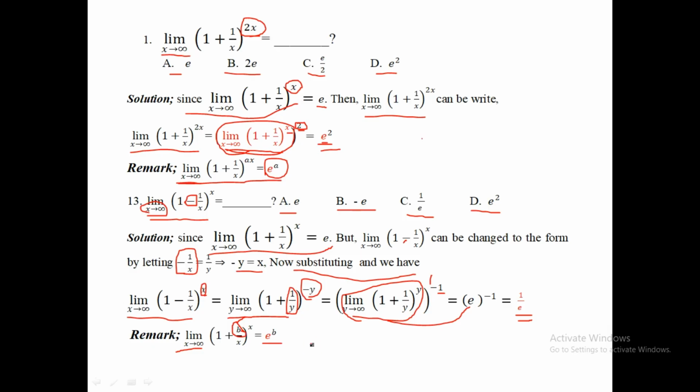So we can generalize like this. If in place of b you have, for example, 2, this is equal to e to the power of 2. If b is 3, then e to the power of 3. If minus 4, e to the power of minus 4. But if it is 1, it is automatically equivalent to e. This is the most frequent question in the special limits of evaluating limits of a function.